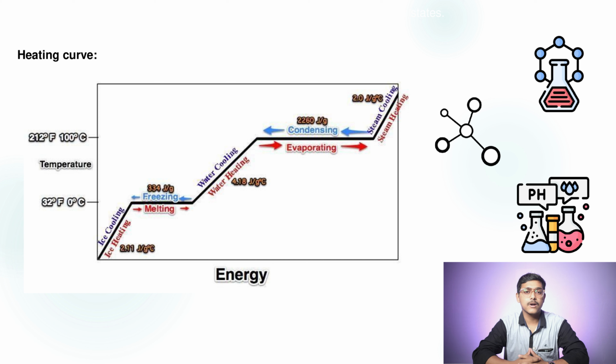Now, the reverse process occurs when it is cooled. When steam is cooled at 100 degrees Celsius, the gaseous steam condenses into liquid water. As the liquid is further cooled at 0 degrees Celsius, the liquid water freezes into ice.